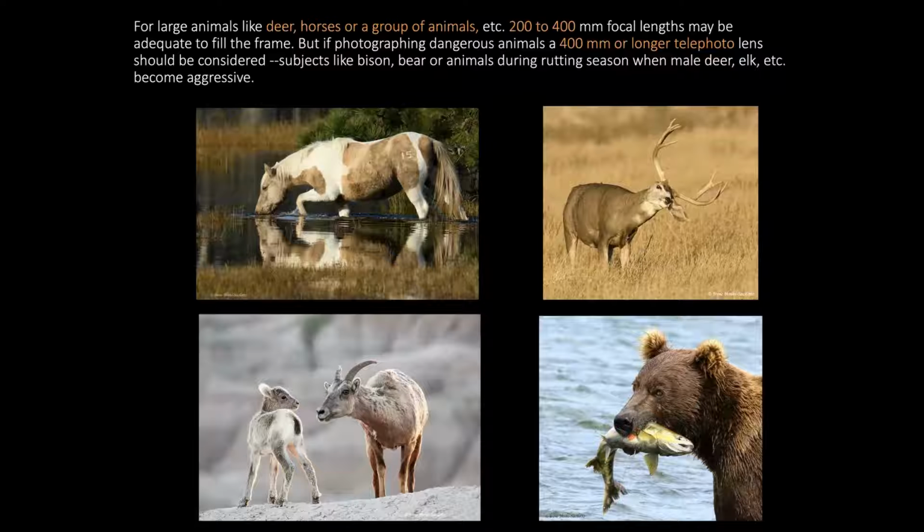For larger animals like deer and horses or a group of animals, 200 to 400 millimeter focal length lenses may be adequate to fill the frame. But if photographing dangerous animals, I'm careful. I'd like to use a 400 millimeter lens or longer because subjects like bison can run fast, bears can attack, and animals during rutting season could be quite aggressive.